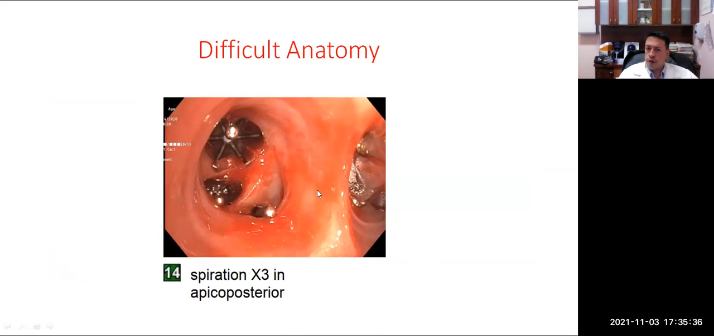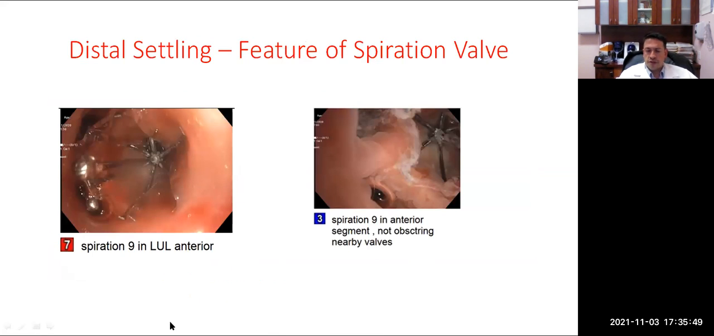Here's an example of a patient who has Spiration valves here, and a Zephyr valve right next to it. That was one of the patients who did very well. And there are a couple of interesting bronchoscopic images to show you that Spiration valves tend to settle, so they will migrate distally a couple of millimeters. Here's a couple of weeks apart. This valve looks like it's about to fall out, but actually it settled in very nicely.